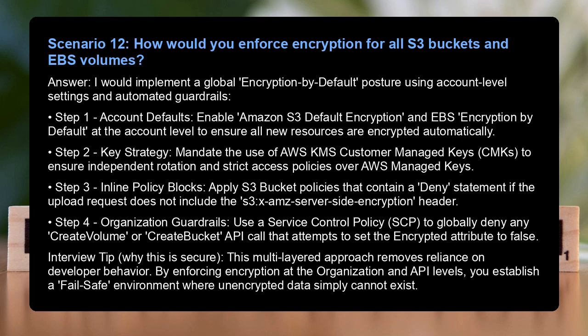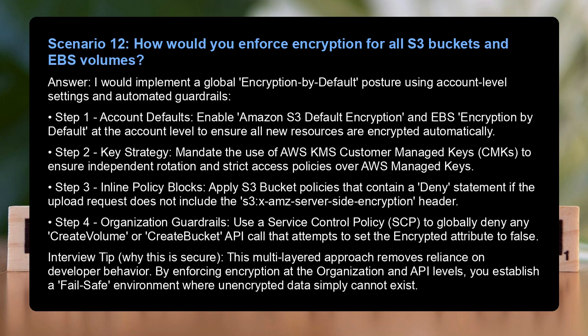Step 2: Key strategy. Mandate the use of AWS KMS Customer Managed Keys, CMK, to ensure independent rotation and strict access policies over AWS managed keys. Step 3: Inline policy blocks. Apply S3 bucket policies that contain a deny statement if the upload request does not include the s3:x-amz-server-side-encryption header. Step 4: Organization guardrails.